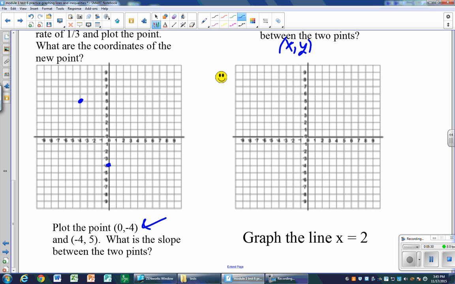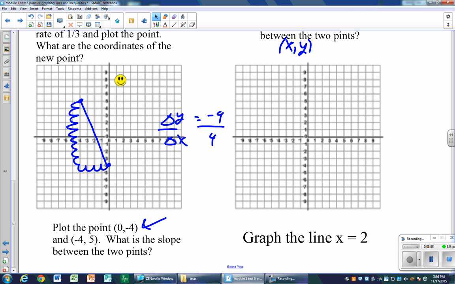So now you will notice that these are going downhill, so it's going to be a negative slope. What's the change in y? Negative 1, negative 2, negative 3, negative 4, negative 5, negative 6, negative 7, negative 8, negative 9. Change in y is negative 9. Change in x, 1, 2, 3, 4. Now, why do we say it's going downhill? Well, we read from left to right. It's going downhill from left to right.